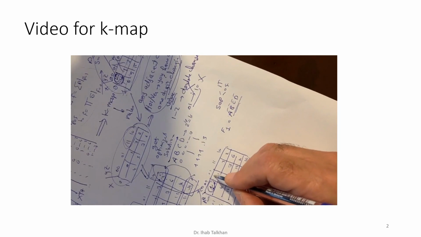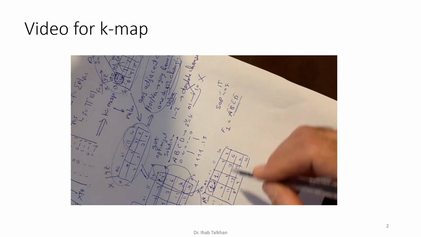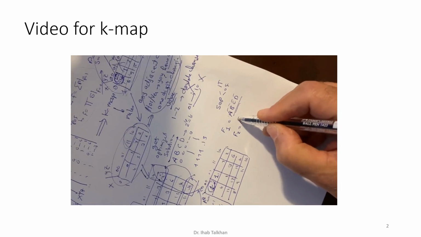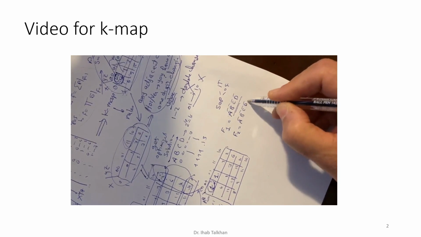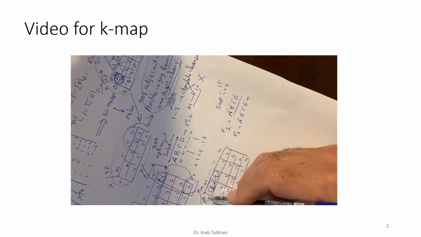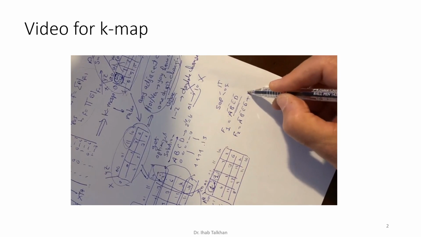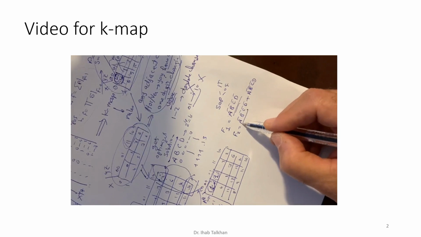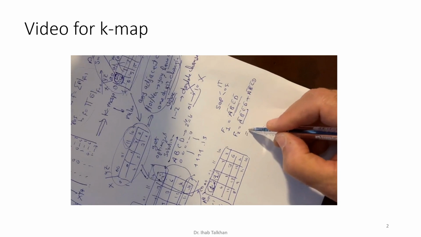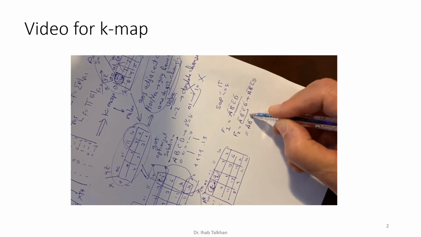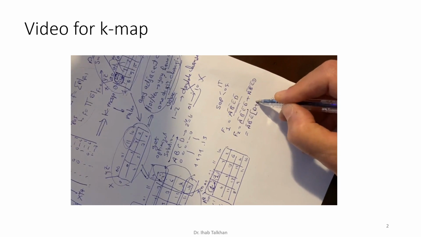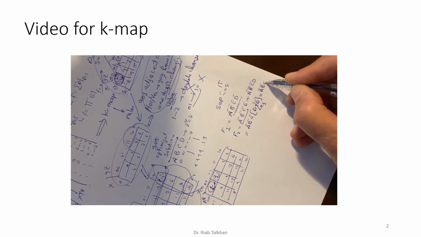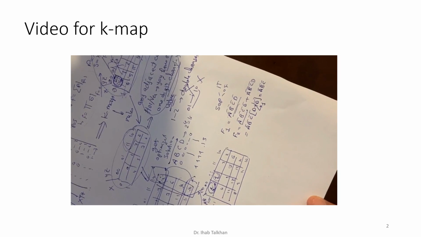Assume now I have another one here. This one will give you what? F2 will equal this term plus this term, which means A bar, B bar, C bar, D bar plus this term, which is A bar, B bar, C bar, D. So as you can see here, I can have A bar, B bar, C bar as a common term. So I will have A bar, B bar, C bar as common, multiplied by D plus D bar, which is equal to 1. So actually it will be A bar, B bar, C bar. This will be the value of the function if you do it by equations.